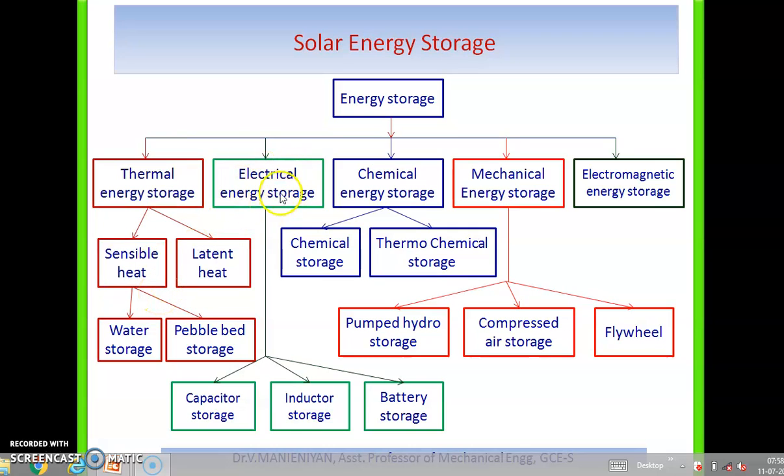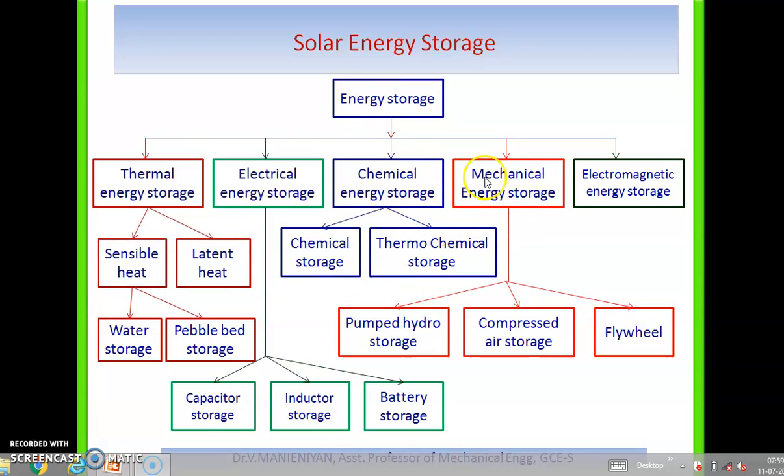Similarly, there is an electrical storage system. We classify it into three categories: capacitor storage, inductor storage, and battery storage system. Those are the three classifications in the electrical storage system. And the third one is the chemical storage system. In the chemical storage system, we have two different classifications: chemical storage and thermochemical storage.